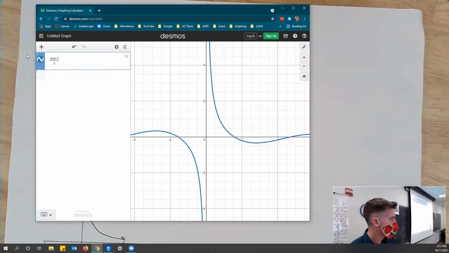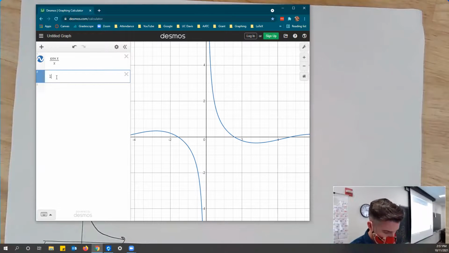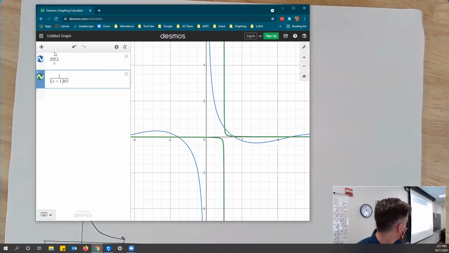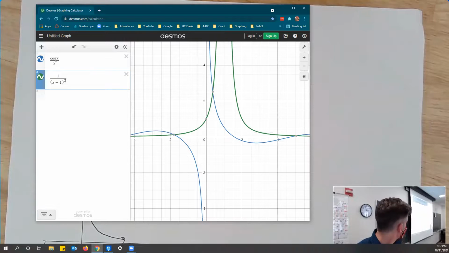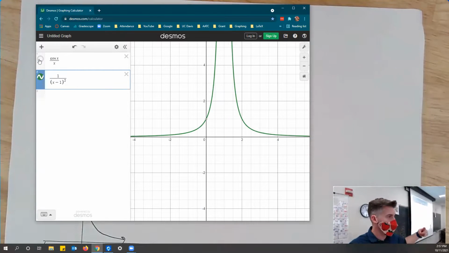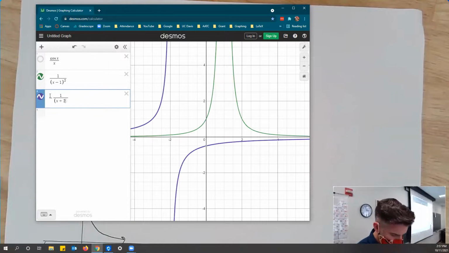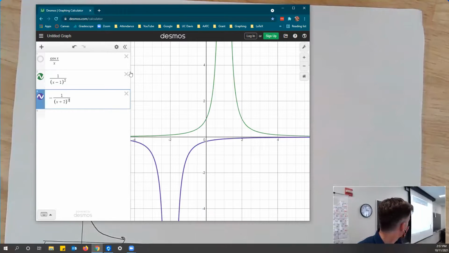There we go. Whereas something like 1 over (x minus 1) squared has both sides going up the same way. Both limits are going to positive infinity. And then you could do something like the negative of that, to see that they're both going down to negative infinity. So that's what's happening. You've got limits that end up being infinity or negative infinity.